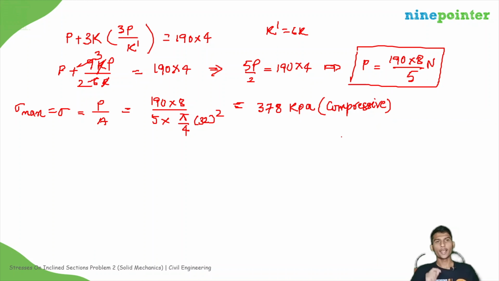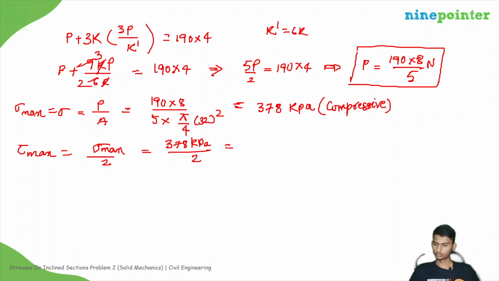If we know sigma max, what is tau max in the axial loading case? Tau max will be equals to sigma max by 2. That will be equals to 378 kilopascals divided by 2. That is 189 kilopascals. So with this, we completed this problem.